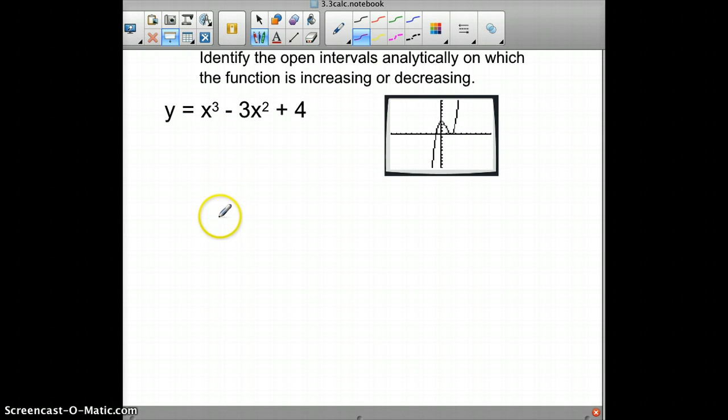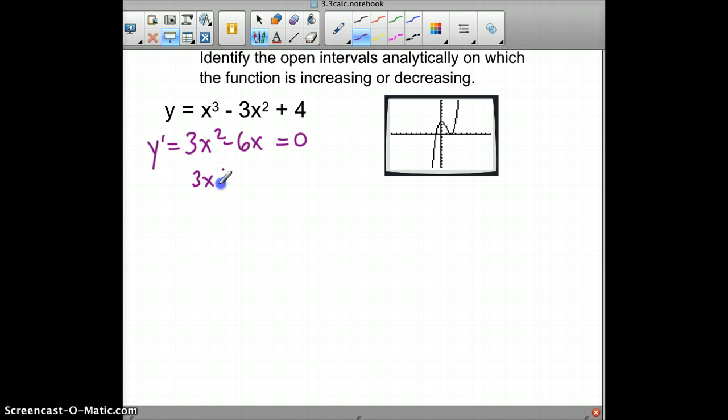An example: identify the open intervals analytically on which the function is increasing or decreasing. All right, I've got the graph here, but let's say we don't have the graph. We want to know where the function's increasing or decreasing. So we take the derivative, 3x squared minus 6x plus 0. We set that equal to 0 because those will find us our critical numbers, the places where the graph could possibly change direction from increasing to decreasing or decreasing to increasing.